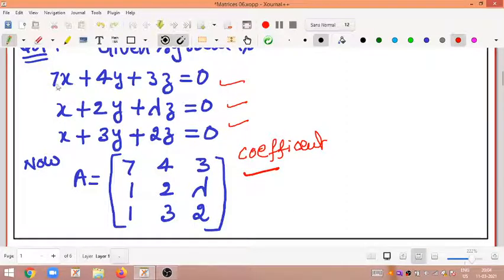See here, in the first equation, the x coefficient is 7, the y coefficient is 4 and the z coefficient is 3. Likewise, in the second equation, the x coefficient is 1, the y coefficient is 2 and the z coefficient is lambda. In the third equation, the x coefficient is 1, the y coefficient is 3, the z coefficient is 2. So this is the coefficient matrix.